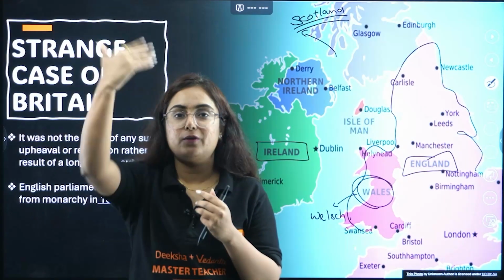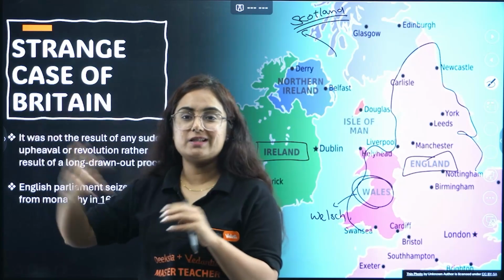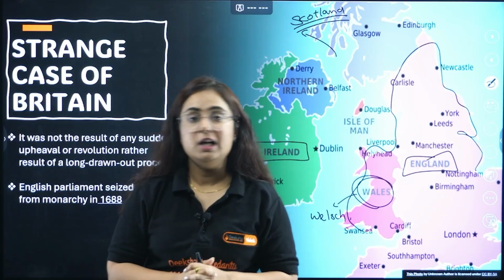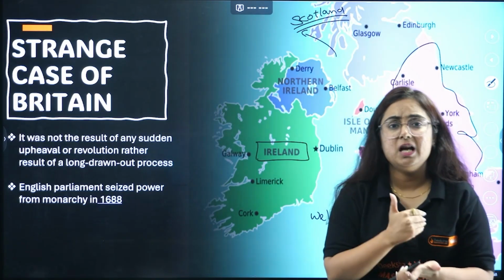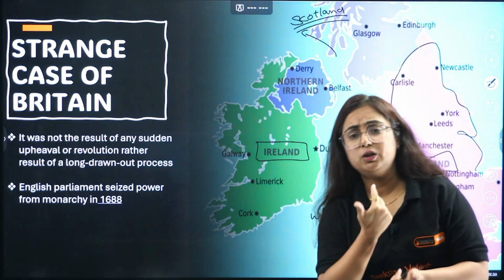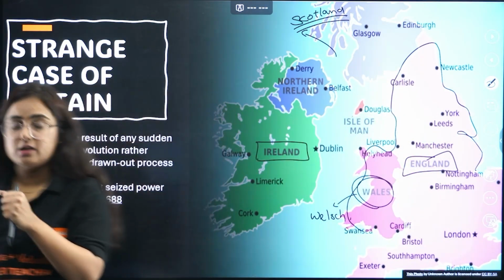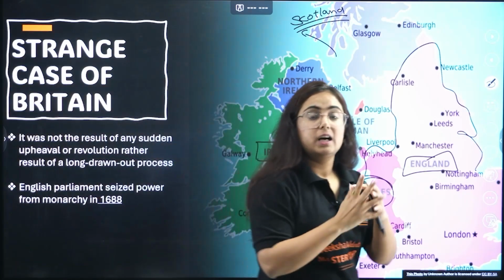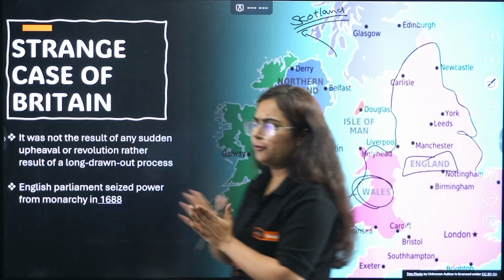But it was never the result of any sudden upheaval or any revolution. Like you see, France became a republic with the help of revolution. In Germany, we saw sudden upheaval. In Italy, we saw sudden upheaval. But no such condition was present here in Britain. It was a long drawn process. Among these four peoples, those speaking Irish, Scottish, Welsh or English, gradually what happened was that the English people were becoming powerful day by day.